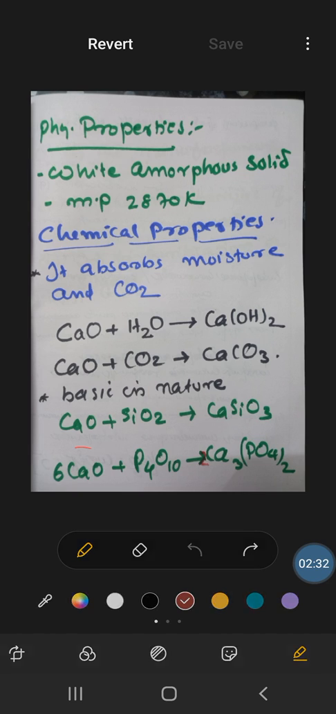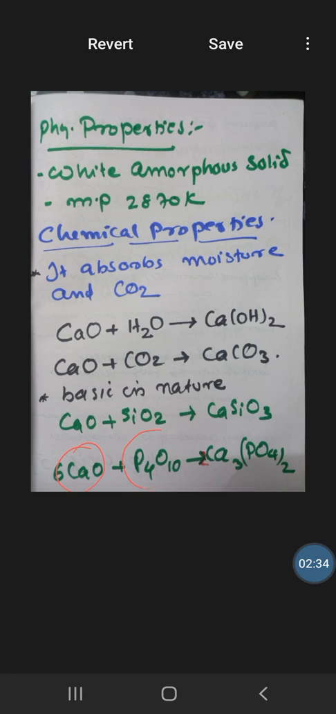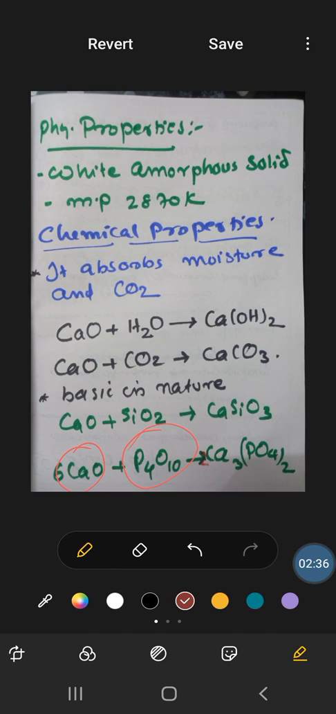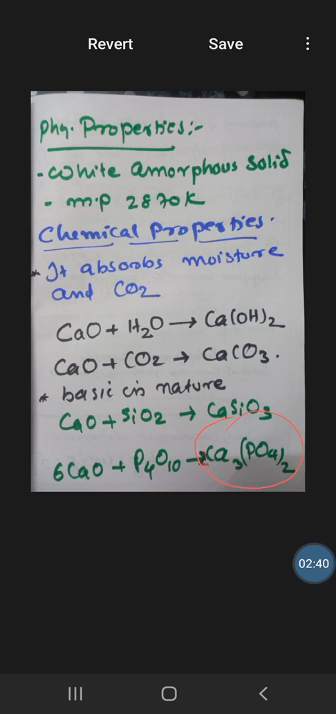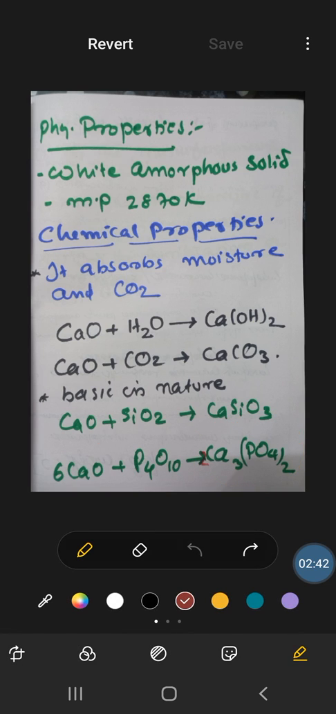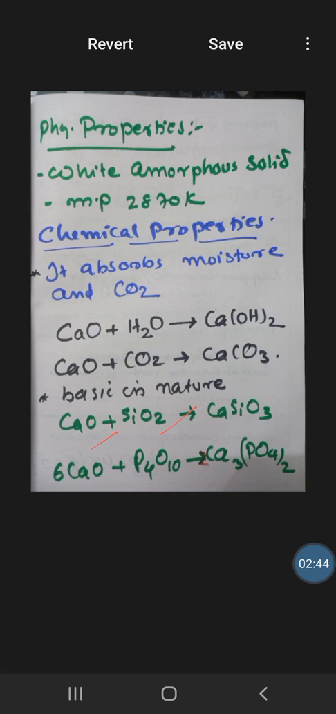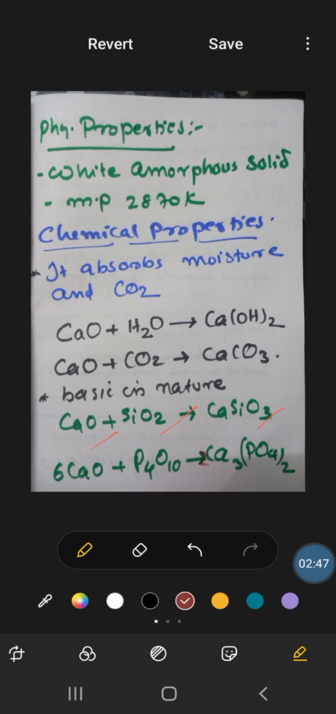Similarly, calcium oxide reacts with the oxide of phosphorus, which is also acidic in nature. You get calcium phosphate. So CaO plus P4O10 will give Ca3(PO4)2, calcium phosphate. So being basic in nature, calcium oxide reacts with the acidic compounds.